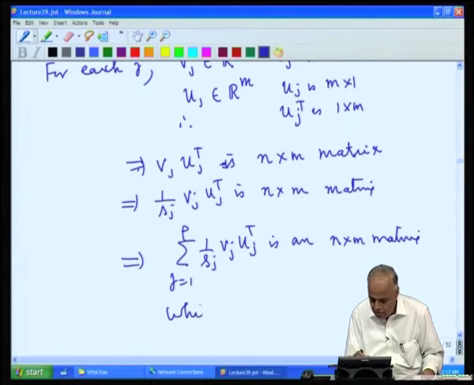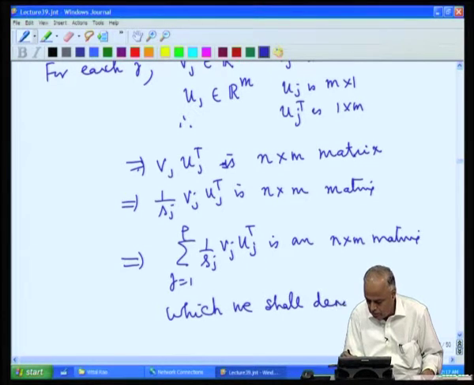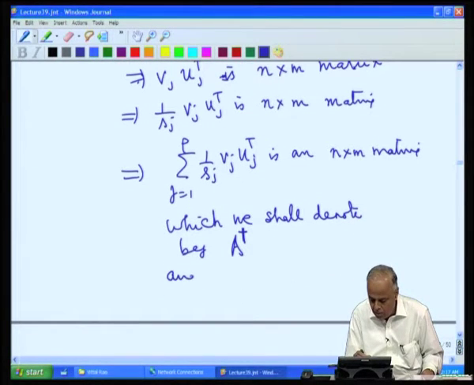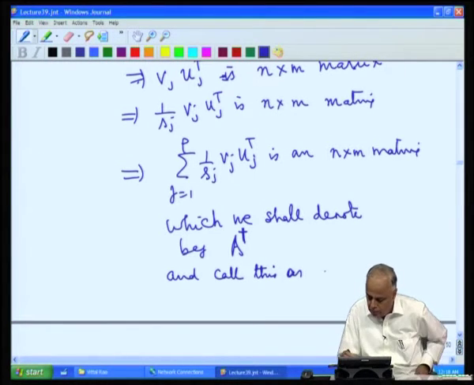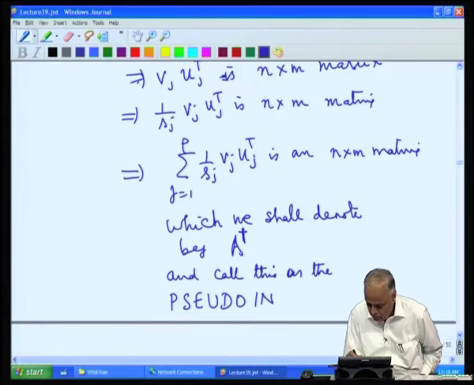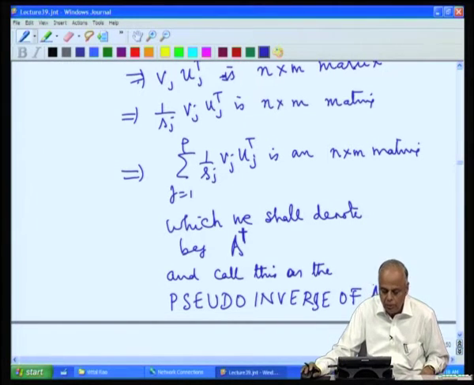which we shall denote by A dagger and call this the pseudo inverse of A. This is the pseudo inverse of A.